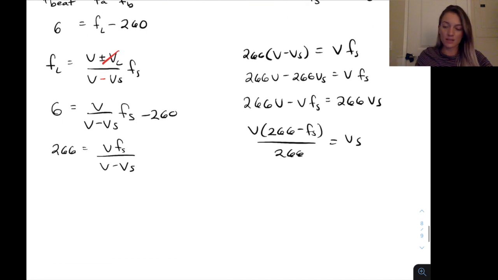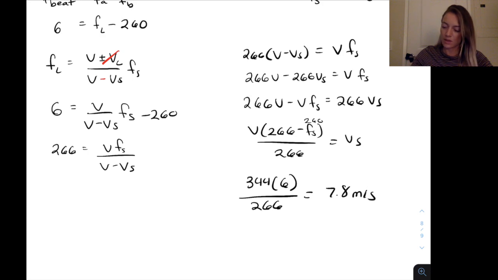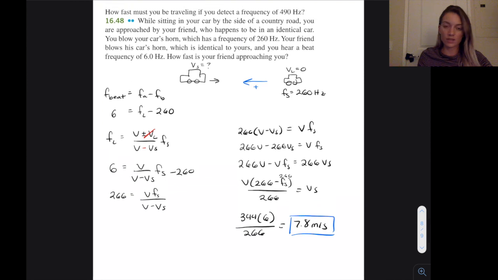So V is the velocity of sound in air, so that's going to be 344. 266 minus the frequency of the source. The frequency of the source is 260. So that's 266 minus 260 is 6, divided by 266 gives us the velocity of the source, and that comes out to 7.8 meters per second. Okay, so this is how fast our friend is moving towards us.